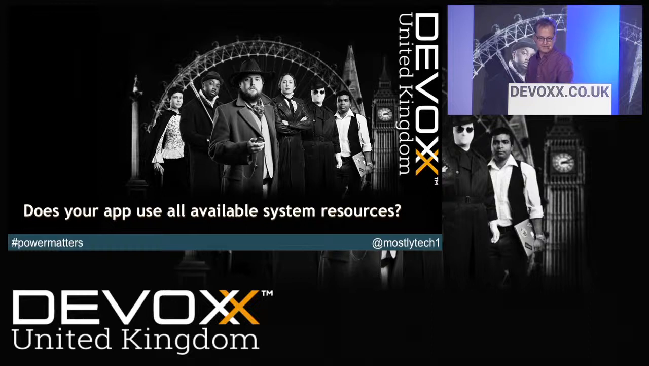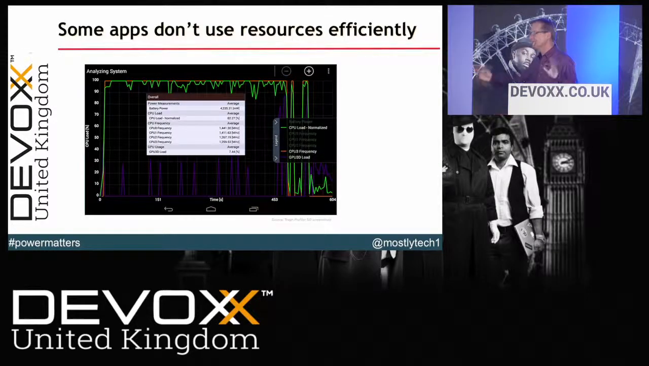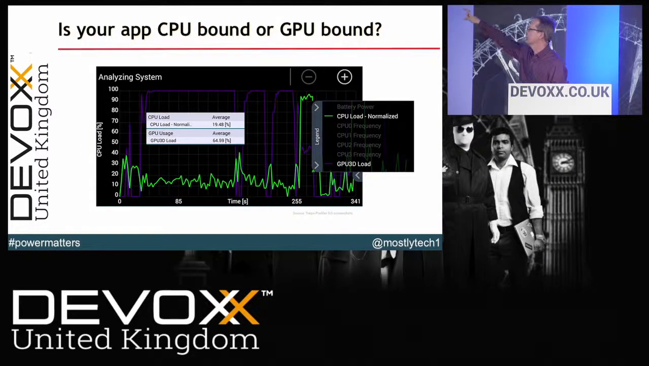Does your app use available system resources? There's a bunch of different apps that will tell you this. You want to look at your CPU load. Obviously, if you're at 100% all the time and there's not a good reason, like running a benchmark, that's a problem. You want to look at whether you're CPU or GPU bound. There's a lot of good profiling tools that will show you that.